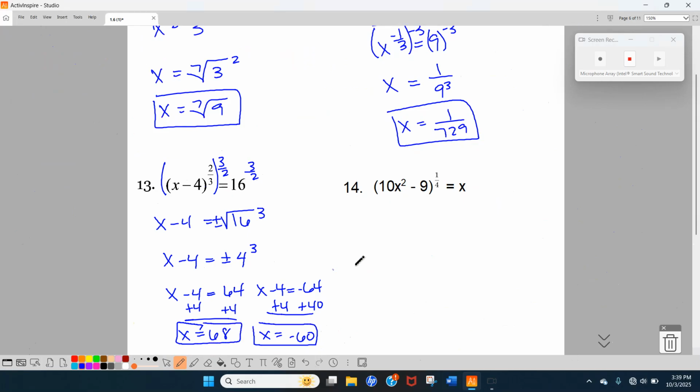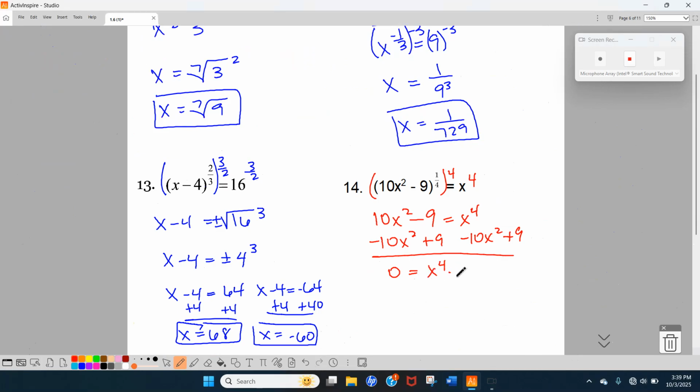All right, so switch colors in case they start running together down here. We're going to raise this to the fourth. So 10 squared minus 9 would be equal to x to the fourth. So since we have lots of terms and exponents, we're going to get it all on one side equal to 0. And we're going to hope that it factors. So let's see. We can do x squared and x squared. And then -1, -9.